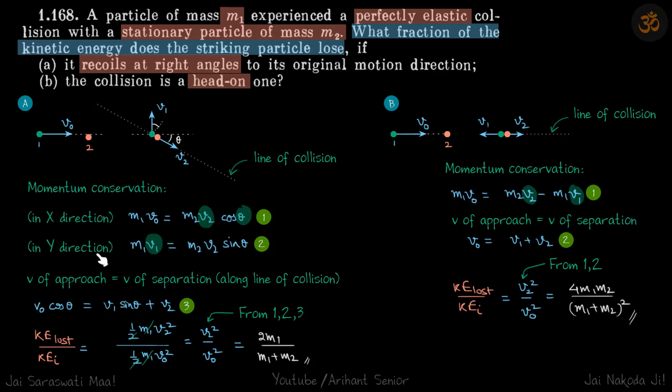So in y direction we cannot write any equations, we will write this equation and this equation for this motion. So in x direction, considering momentum, initial is m1 v0, final is m2 v2 minus m1 v1, because we are writing momentum in the plus x direction. And elastic collision, so velocity of approach is equal to velocity of separation. Velocity of approach is v0 and velocity of separation is v1 plus v2. So from these two equations, again we will find v2, put it here and get our ratio.